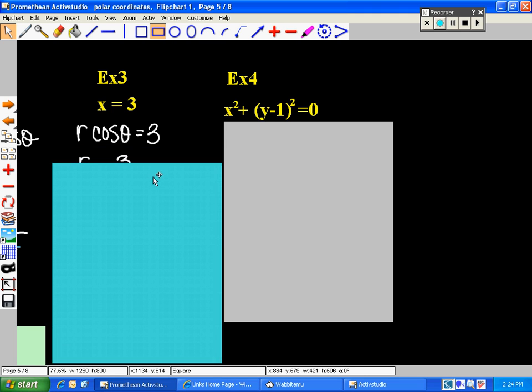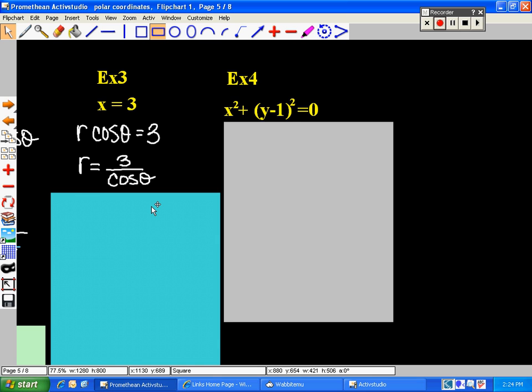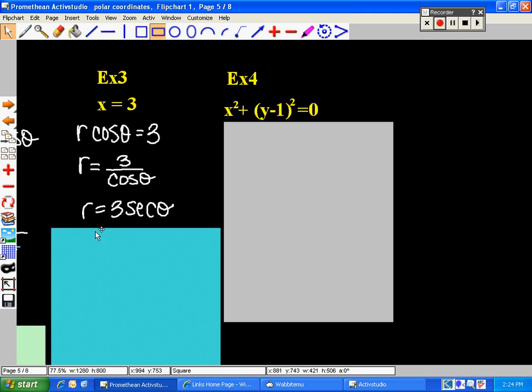So we divide both sides by cosine. Cosines cancel out, and we get r equals 3 divided by cosine. We then can write that without a fraction. 3 over cosine is the same thing as 3 secant. So r equals 3 secant theta. Again, on a quiz or a test, I'd probably just accept this answer right here. That's fine.